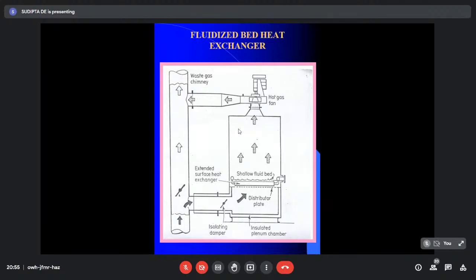If you increase the air velocity through a given bed of small particles, then initially there will be no movement of the particles for a lower gas velocity. Then with increased gas velocity, the solid particles will start moving, and they will be confined up to a certain velocity above the plate, and this zone is called the fluidized zone, or specifically the bubbling fluidized zone.